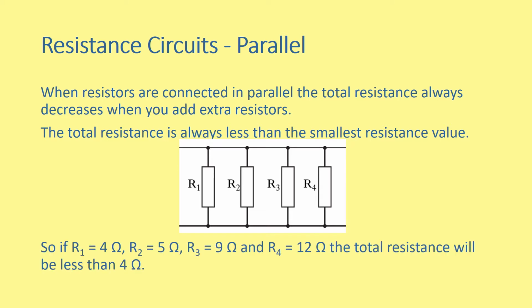So in this example, if R1 is equal to 4, R2 equal to 5, R3 equal to 9, and R4 equal to 12 ohms, we know that the total resistance must be less than 4 ohms, because the total resistance in a parallel circuit is always less than the lowest value resistor.